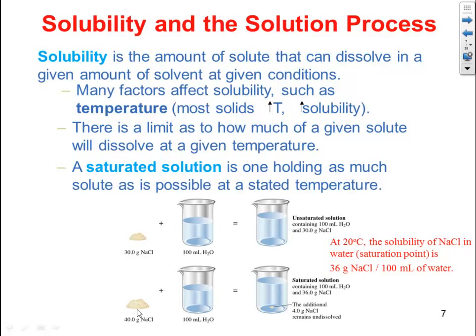Now say I added 40 grams to 100 milliliters of water. What we're saying here is we would have a saturated solution because I'm past that 36 grams that it can have. We have 36 grams of sodium chloride that will be dissolved in the water as aqueous ions, and then 4 grams of sodium chloride that will remain undissolved as a solid, either suspended in solution or precipitating down at the bottom of the flask.